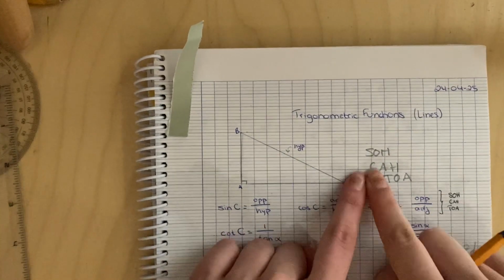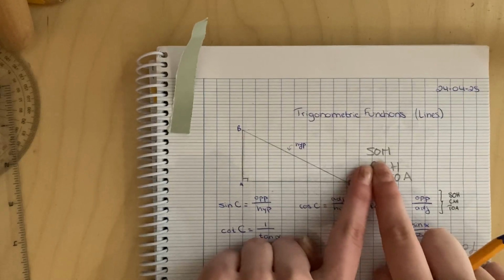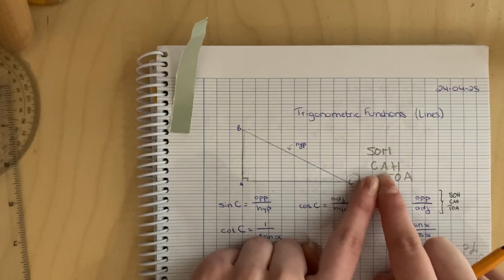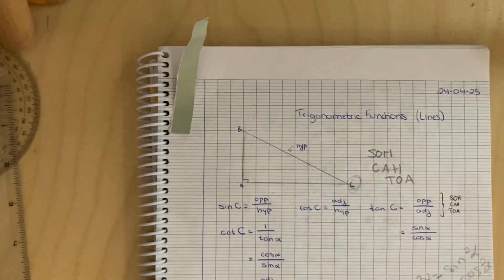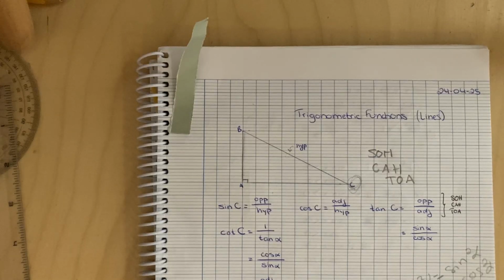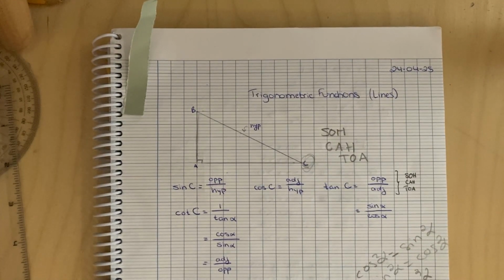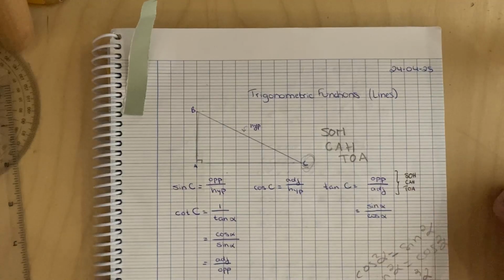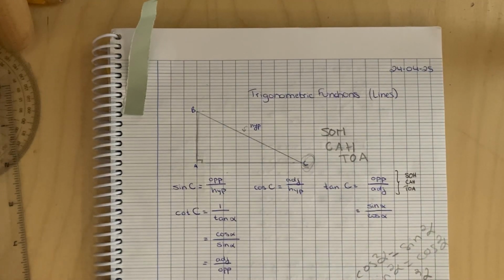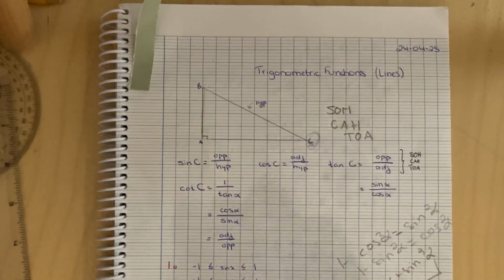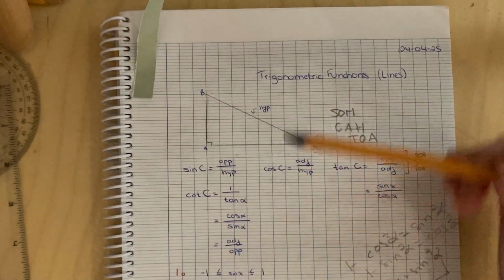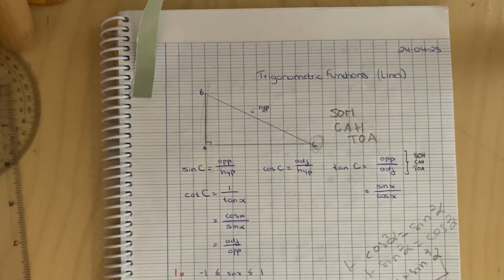Okay? Sine equals opposite over hypotenuse, cosine equals adjacent over hypotenuse, and tangent equals opposite over adjacent. Here's the thing though, there is another way to calculate tangent, which is sine over cosine. And there's cotangent, which is calculated by 1 over tangent, or cosine over sine, or adjacent over opposite. So the cotangent of point C would be adjacent, which is AC, over opposite, which is AB.